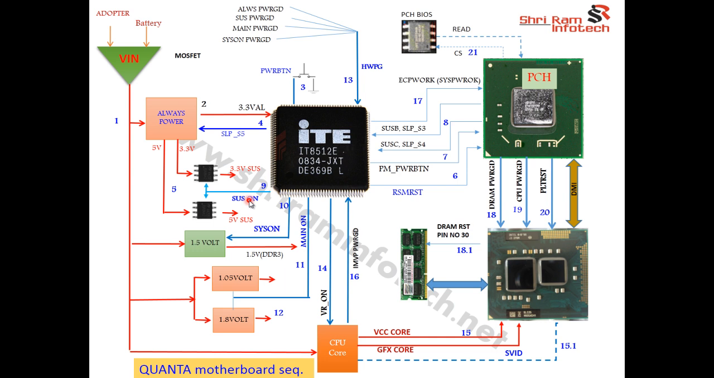Here on the screen you can see the power sequence of the Quanta motherboard. I have numbered it 1, 2, 3, so it's very easy to understand. And these are my different pulse width modulators. This one is called the always voltage, which generates 3.3 and 5 volt. Always voltage means this voltage is generated before power on. If you give power, whether from an adapter or a battery, this supply will be generated. That is why it's called always voltage.